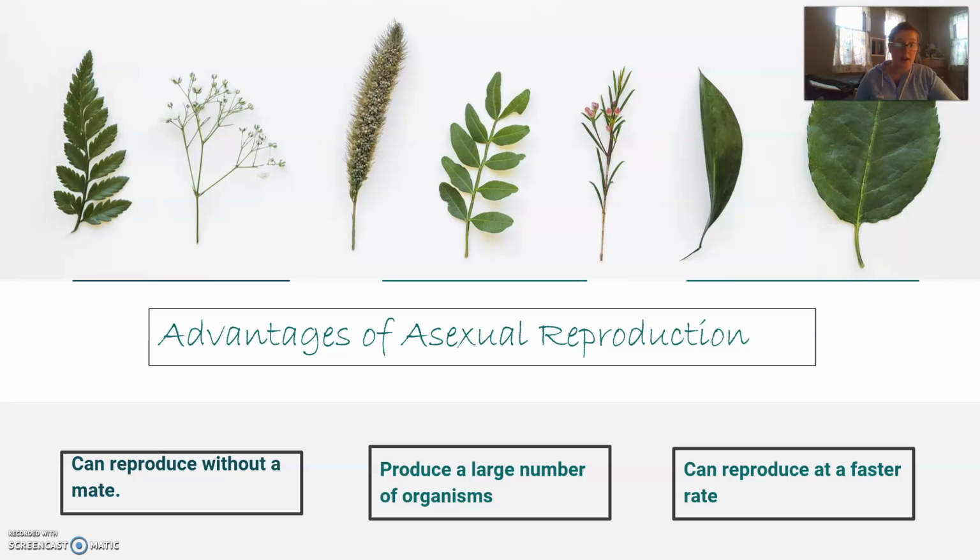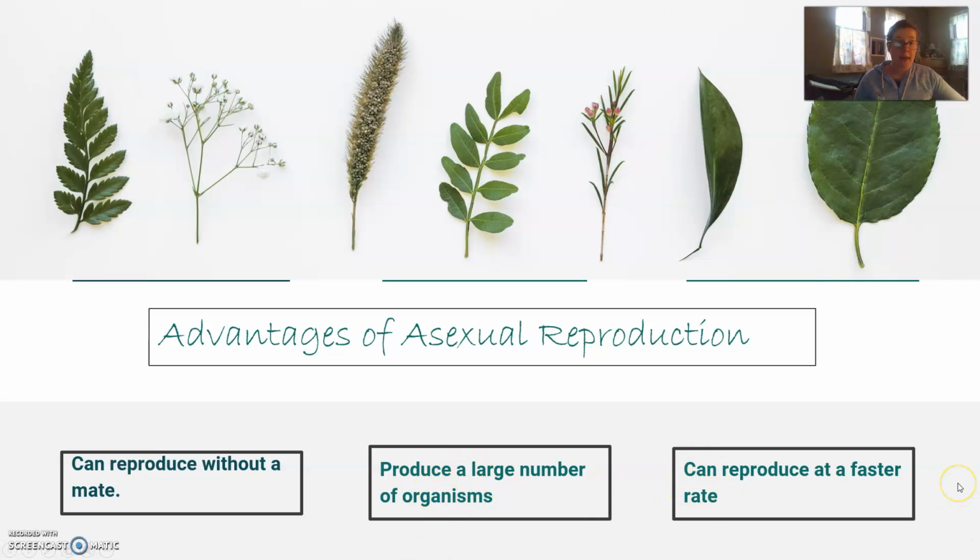Another one is they are able to produce a large number of organisms. So they're able to produce a large number. They're also able to reproduce at a much quicker rate. Both of these go hand in hand. As you can see, this one and this one kind of go hand in hand.